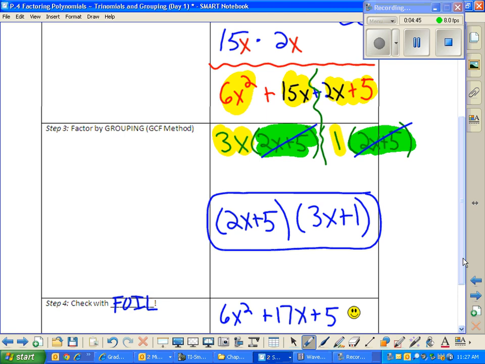What's up, John? Multiplication is commutative. Correct.